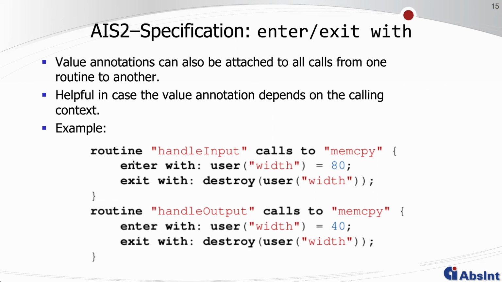Here's a small example. Assume that you would like to analyze memcopy in the context where you come from handle input with some defined width of 80, while for all calls from handle output to memcopy, you would like to consider the width variable having a value of 40. So this time you can really attach the value annotation to any call edge between two functions.